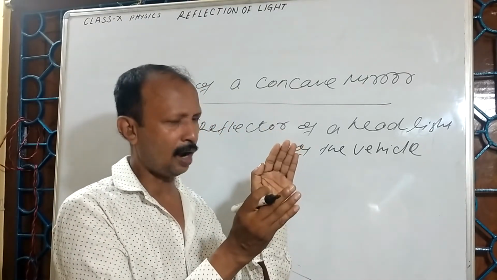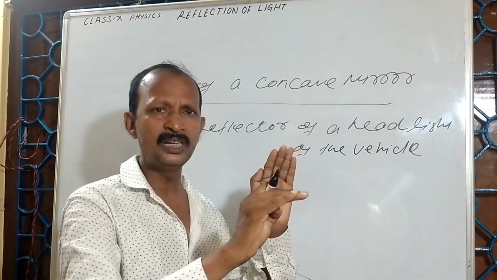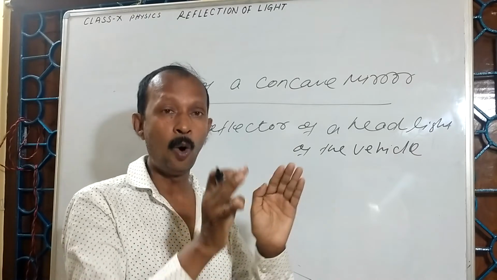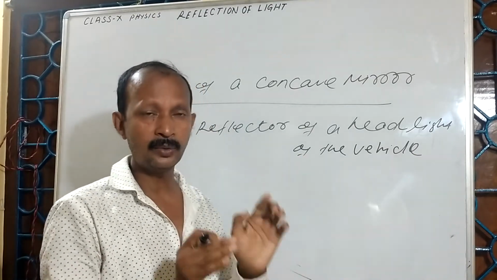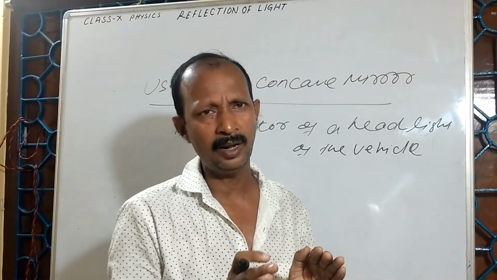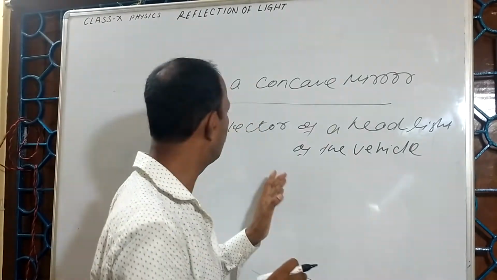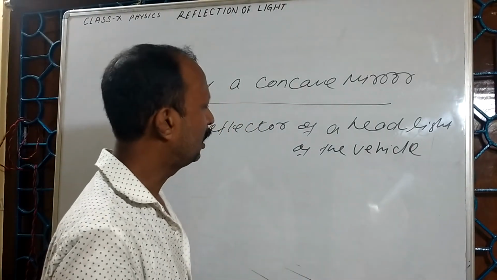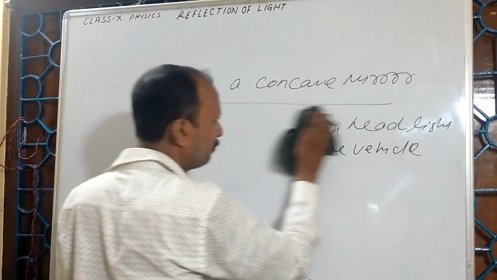So when light rays come from the focus, they fall on the reflector. The reflector will reflect the light a long distance, parallel. Okay? Because we know that when light comes through the focus, after incidence on the concave mirror, it moves parallel to the principal axis. So in the reflector of a vehicle headlight, we use a concave mirror.